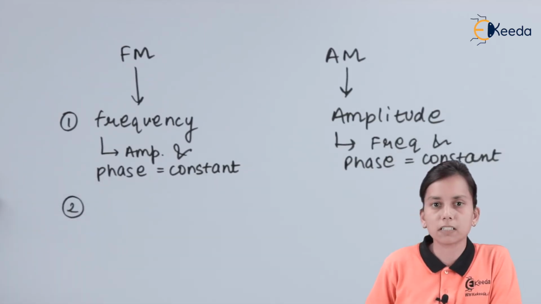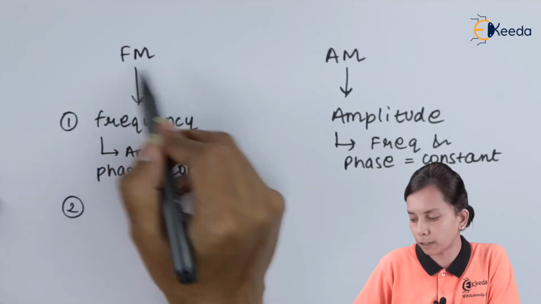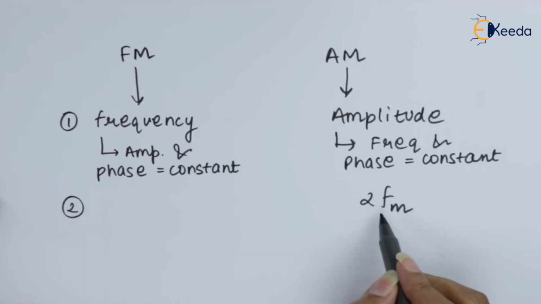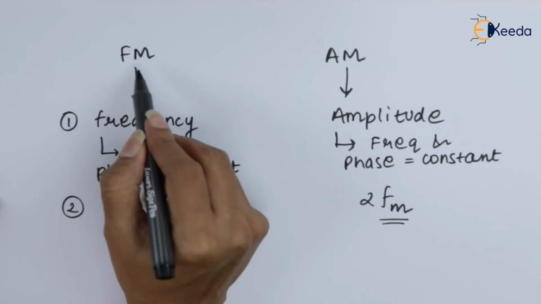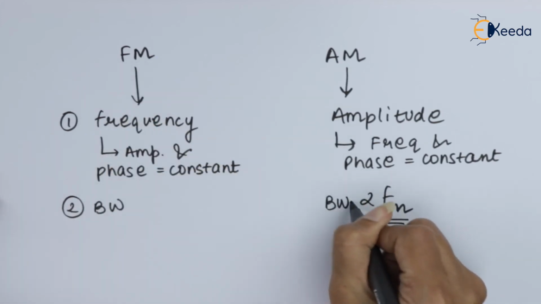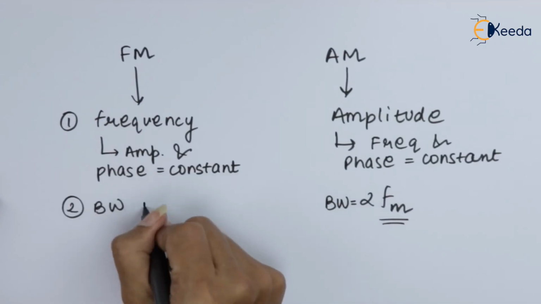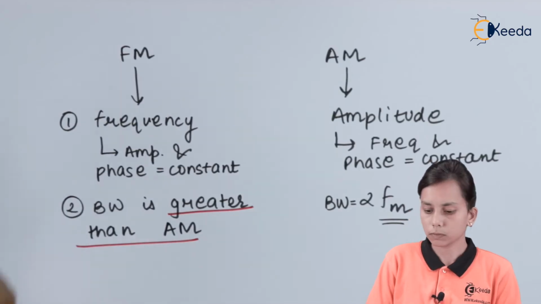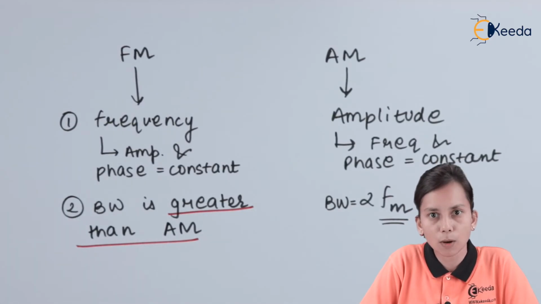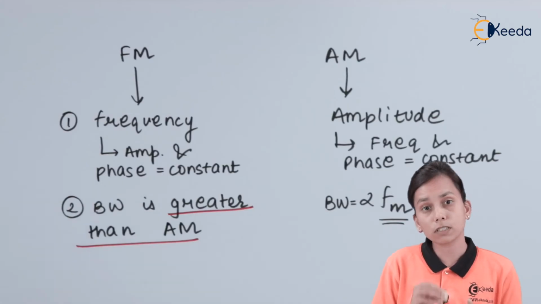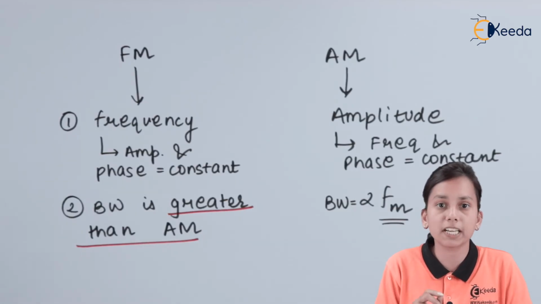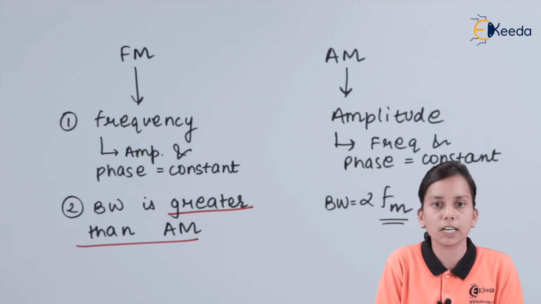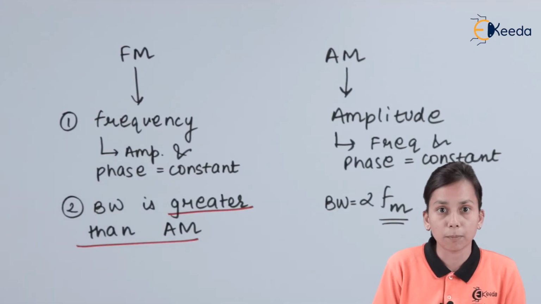The second point of difference is the bandwidth. The bandwidth of AM is equal to twice the frequency of the modulating signal. But the bandwidth of FM, let's say BW is bandwidth, is greater than AM. For reliable communication, it is very important to have less bandwidth. We are always concerned about this point: whenever I am designing any kind of communication system, my bandwidth should be low. So if we compare with AM, the bandwidth of frequency modulation is high.